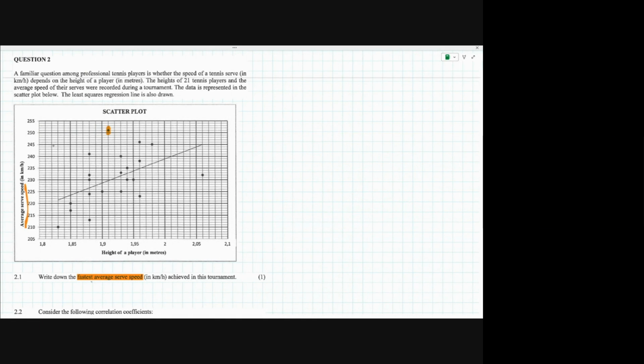Anyone? Bongi and Corsi, very nice. Do you want to explain how you got that speed? No, okay, no problem. So fastest, look at the highest point in terms of your average speed, which is your y-axis. It's this point up here. Read across what value it is, 251. Okay, very straightforward. Don't have to stress too much about that.